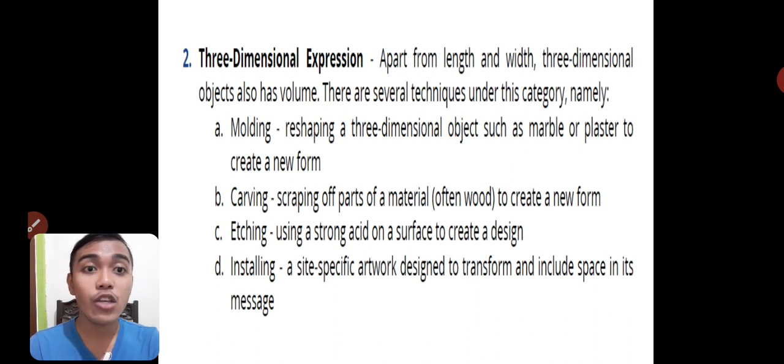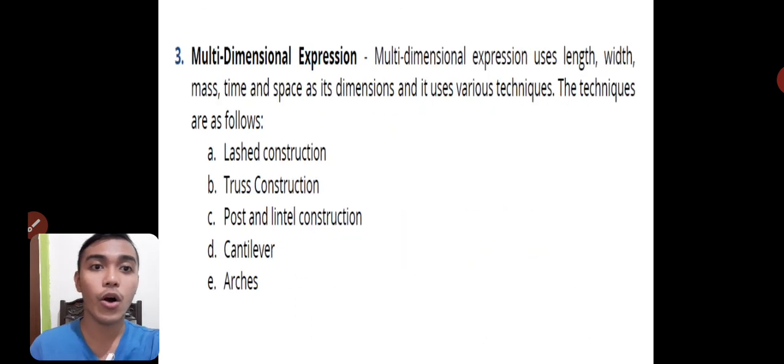Etching is using a strong acid on a surface to create a design. You take a particular medium and apply strong acid to create a design. So that's etching. Installing is a site-specific artwork designed to transform and include space in its message. You install small forms until you build one particular artwork. Got it? Okay.